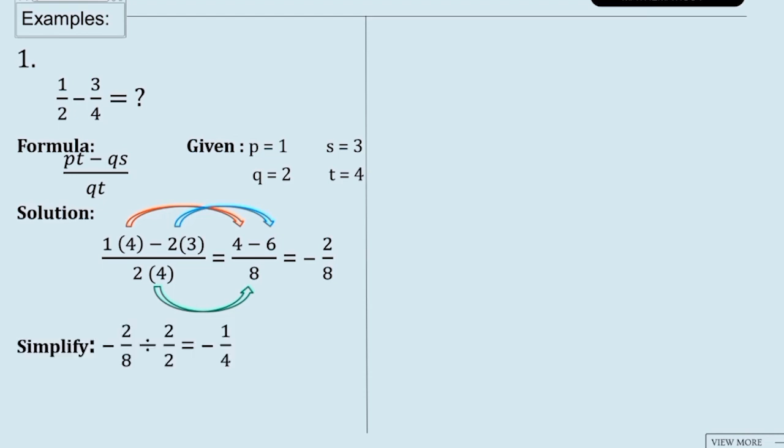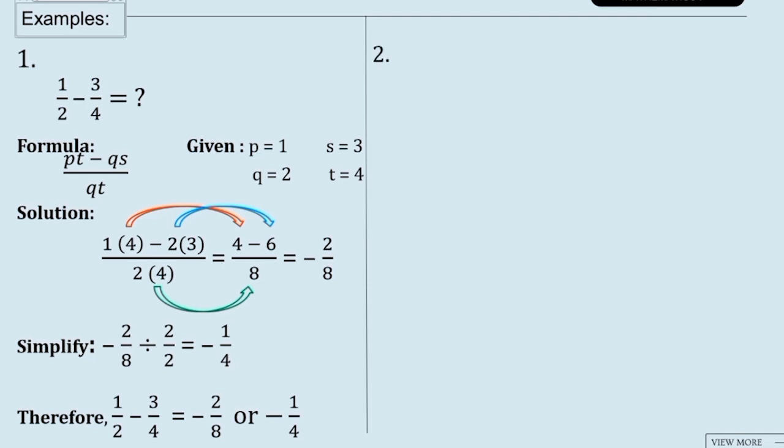Then simplify negative 2 over 8 by dividing both sides by 2. So negative 2 divided by 2 is equals to negative 1. And 8 divided by 2 is equals to 4. Therefore, 1/2 minus 3/4 is equals to negative 2/8 or negative 1/4.